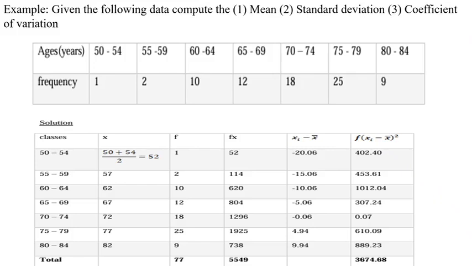Then our f of x will now be x, which is our mid class or midpoint, that is the upper class boundary plus the lower class boundary divided by 2. We now multiply it by our f. So 52 times 1 will give us 52. 57 times 2 will give us 114. 62 times 10 will give us 620. 67 times 12 will give us 804. Then we do for the rest.